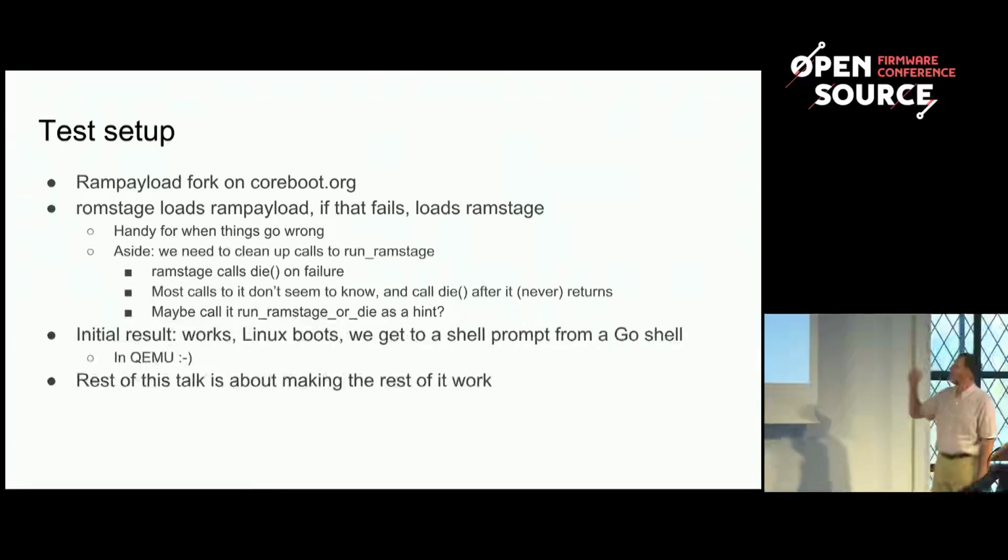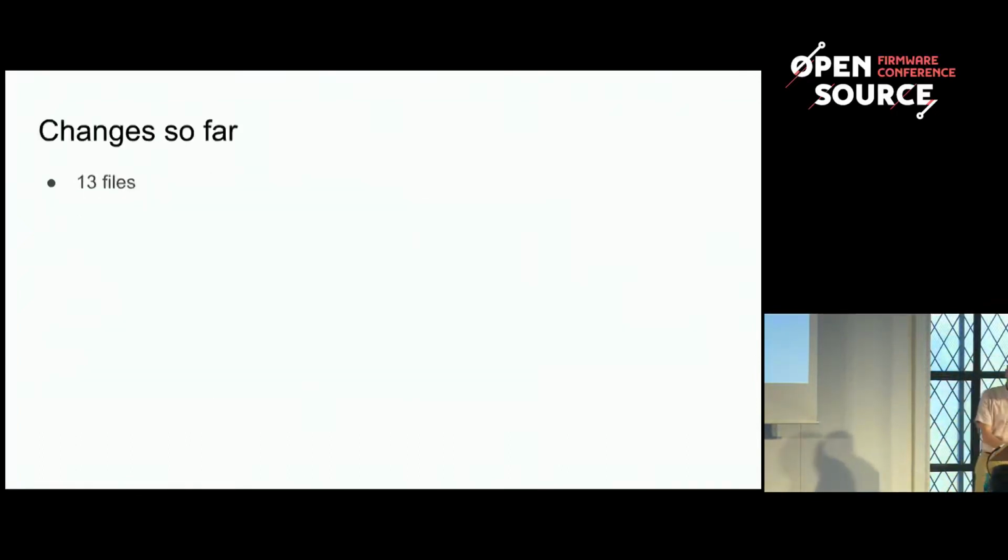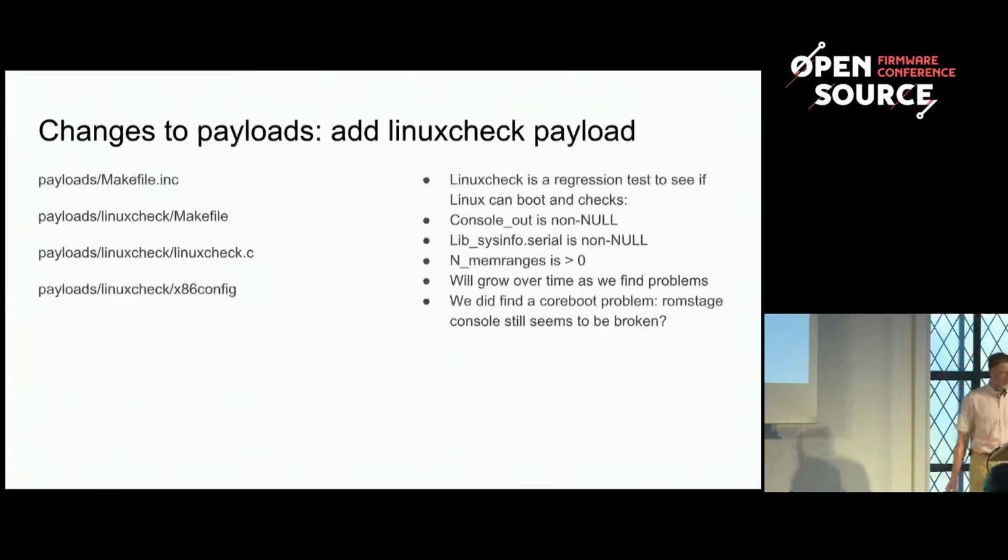Anyway, if the RAM payload works, you get a prompt. Ryan talked about Linux kernel and u-root this morning. That's what the test I'm doing does, which I'm going to show you in a minute. It changes 13 files. I added a new payload called Linux check, which made my life way easier. Linux check is intended to be a regression test that may grow over time, and all it does is hunt around the machine looking for things that might cause trouble for Linux. So it's a nice small piece of code.